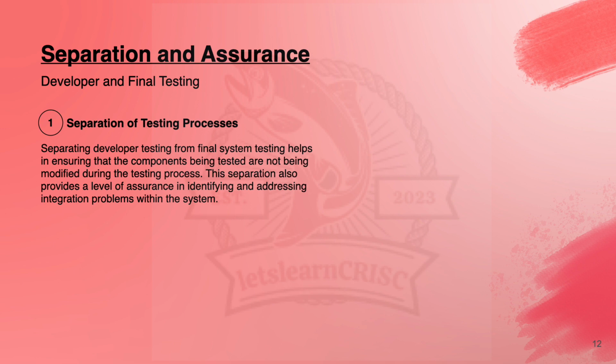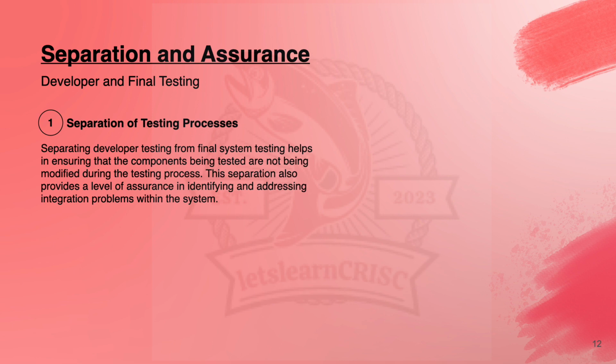So separating developer testing and final testing helps in ensuring the components being tested are not being modified during the testing process. Friends, separation helps to maintain a controlled testing environment, reducing the likelihood of unexpected changes that could impact the validity of test results. So the separation supports an incremental and controlled progression from individual component testing to the comprehensive evaluation of the entire system, minimizing the complexity of troubleshooting.